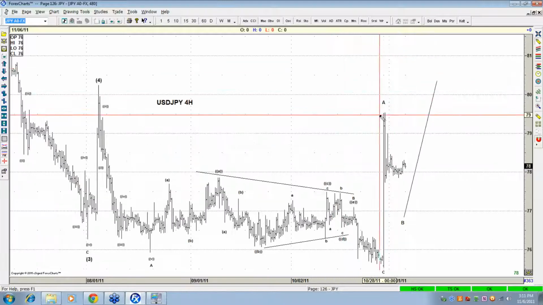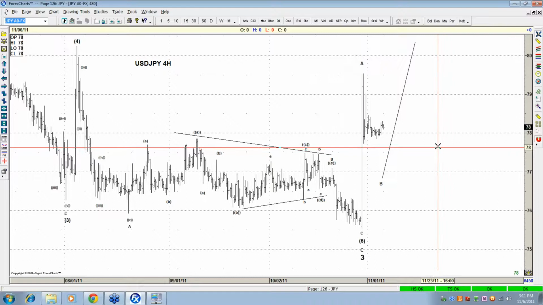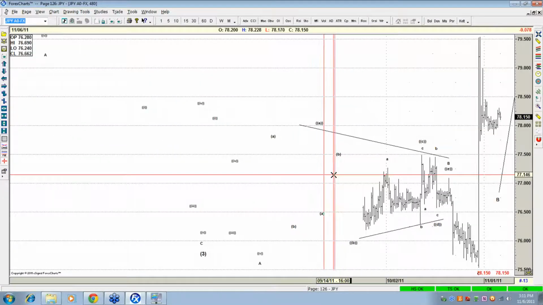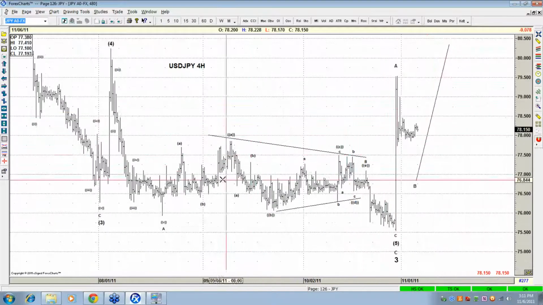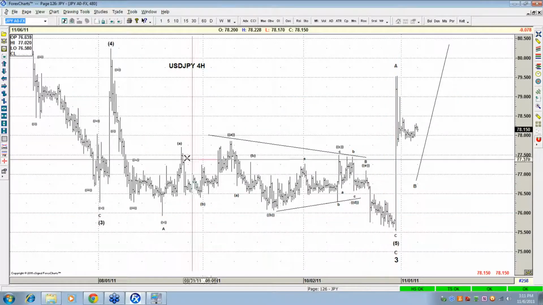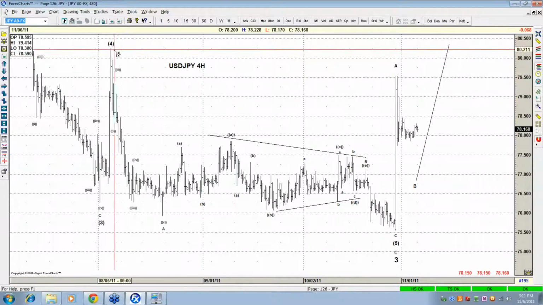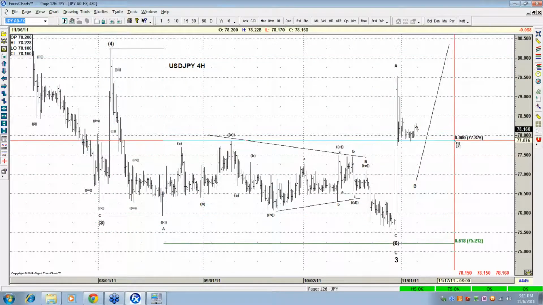It looks corrective from the top right here. Like I say, I was waiting for that level right there because it was the 618 of the B wave when C is going to be the 618 of the A wave. That's what I was waiting for, that level. But well, they ruled out another way around.